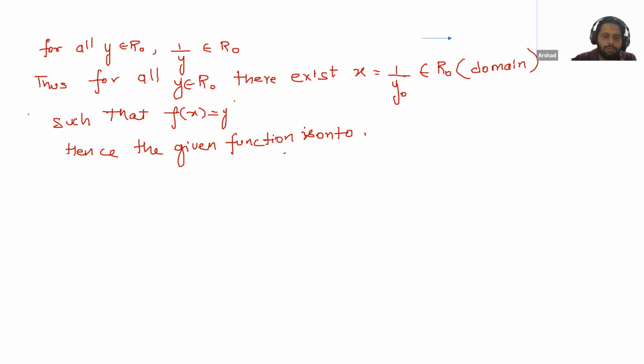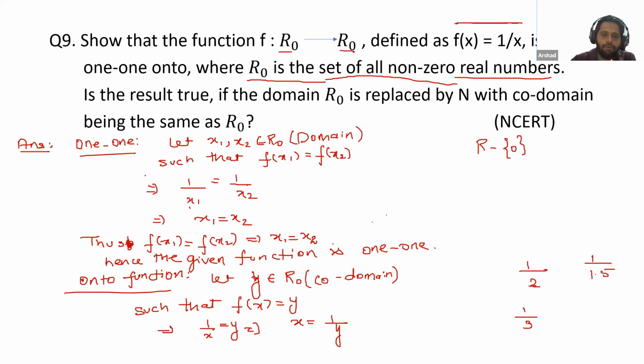Okay, Noma, please check here. So Noma, what we always do in onto, we take two sets. This is set A, this is B. So we will always assume y from B and x will be present in A. So what we have done in this case, we are saying here let y belongs to R0. R0 means non-zero real number, such that f(x) is equal to y. So what is f(x)? 1 by x. So we get 1 by x is equal to y. This implies x is equal to 1 by y.